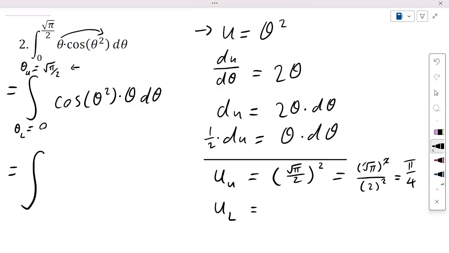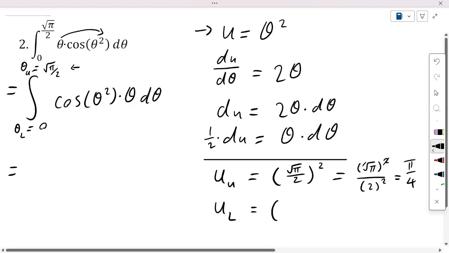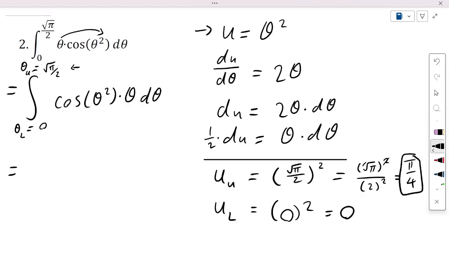So it's going to look like this. Let me not rush anything. Let's just do our lower limit quickly. We substitute our old lower limit for theta, which is 0. And 0 squared is equal to 0. So this is our new upper limit, and this is our new lower limit. That is how we find our upper and lower limits for our new u.